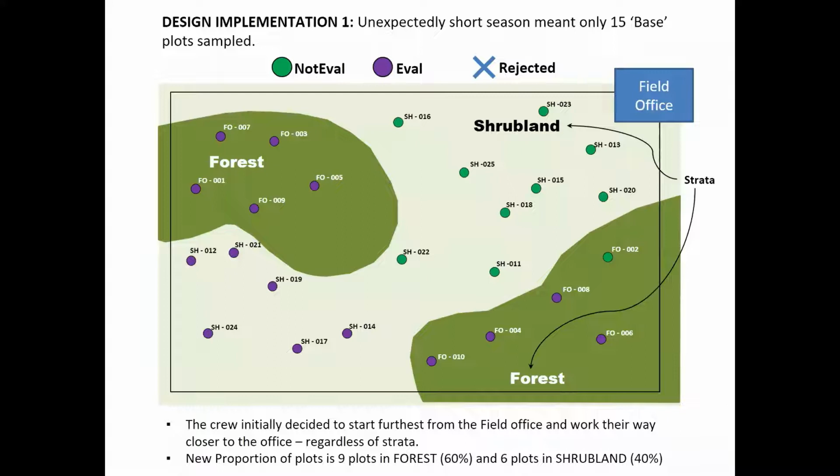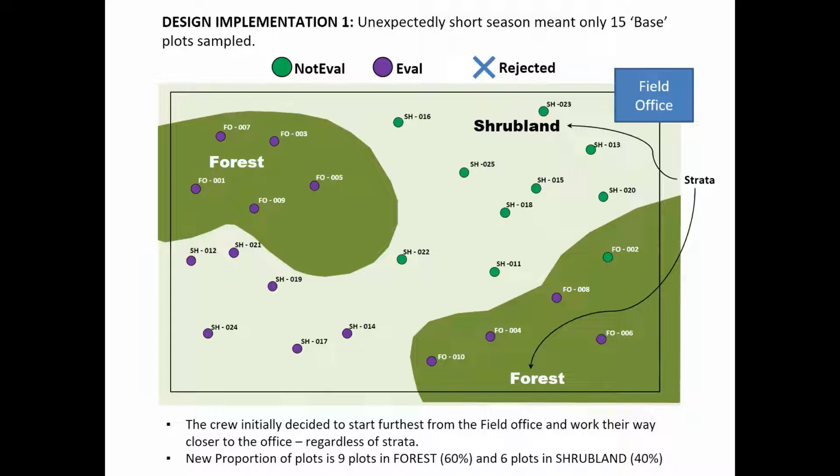This is an example of bad implementation of that design, which we drew from real life. The field crew decided that they would start sampling the plots furthest from the field office so that by the end of the field season, when they were tired, they'd only have nearby plots to worry about, which left gaps in the point order that they planned to fill later.